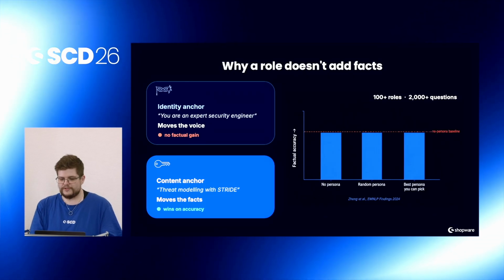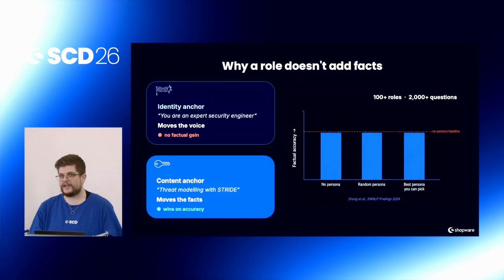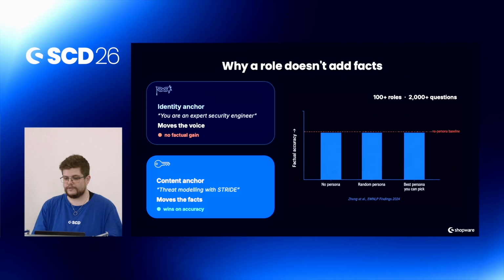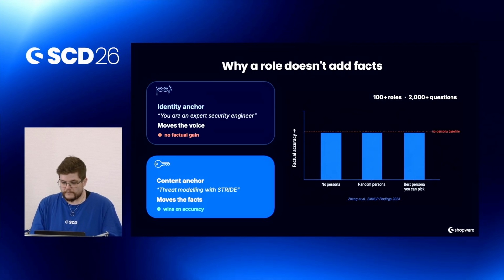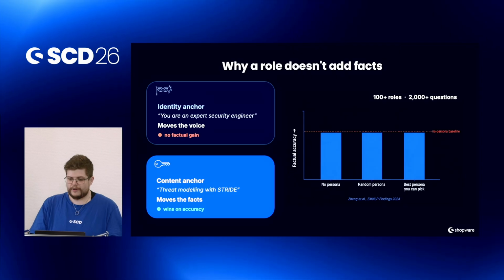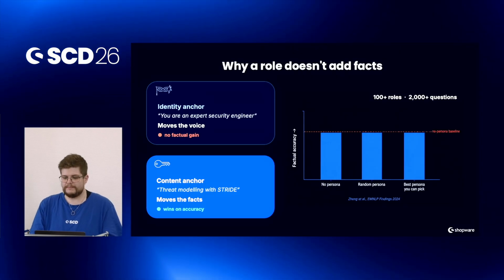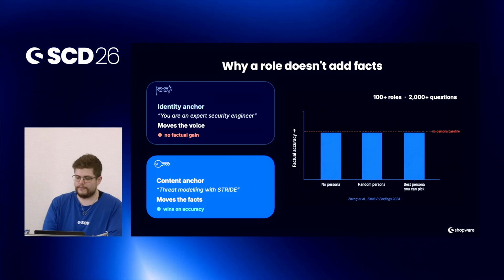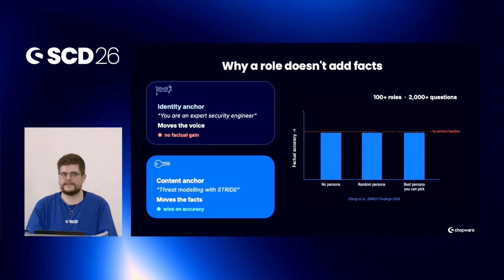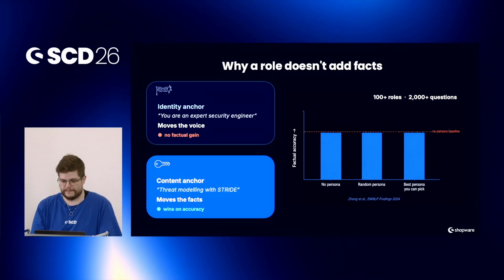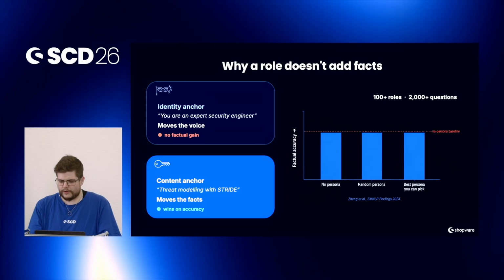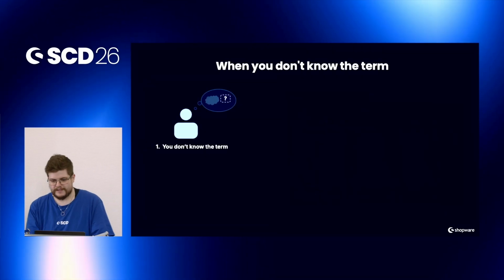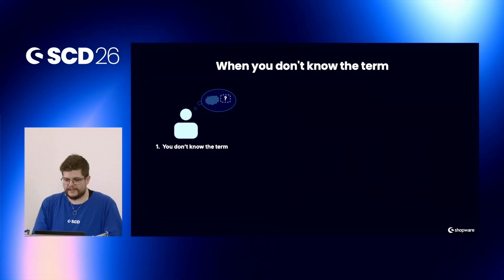So an assigned role moves the voice. For example, your output maybe gets more or less descriptive based on the role you assigned. While the exact term, the semantic anchor, moves the facts. Which means if you have to make a choice, you should always spend your words and your tokens on terms and not on roles. So basically the term wins, but what happens if you don't know the term? Here's the catch with all of that.